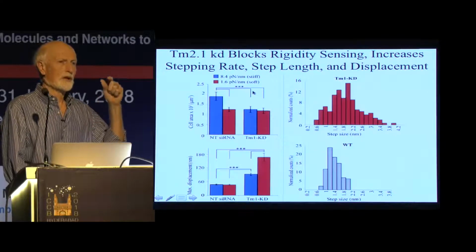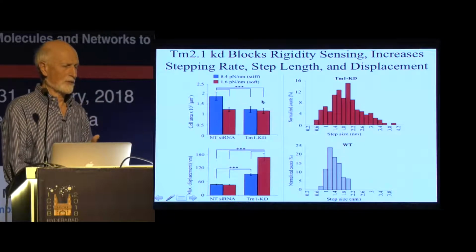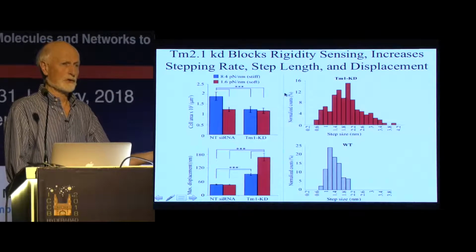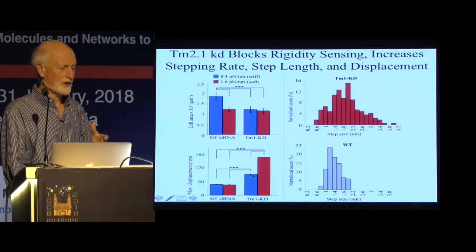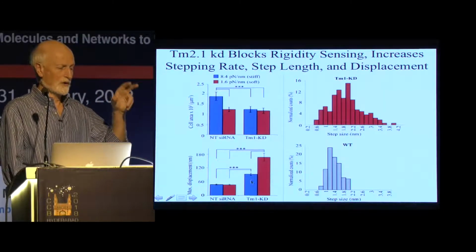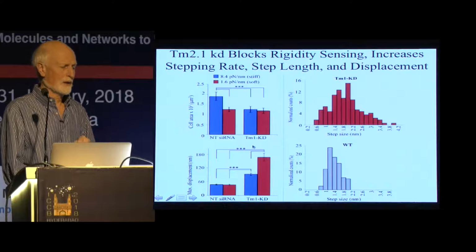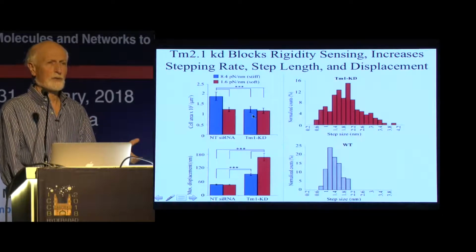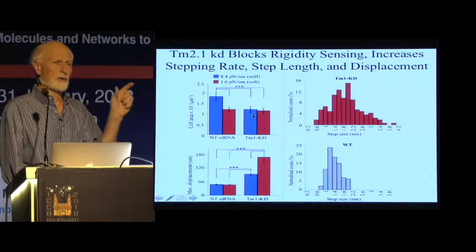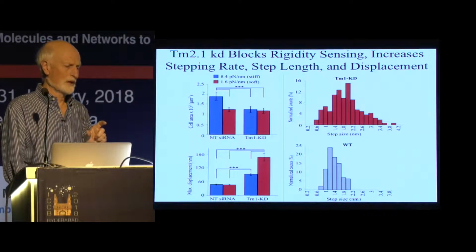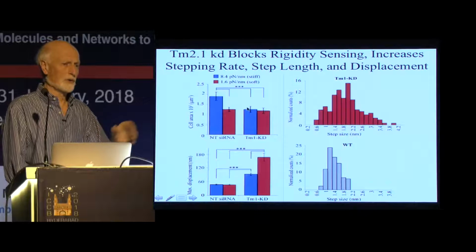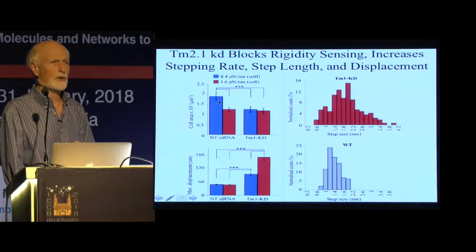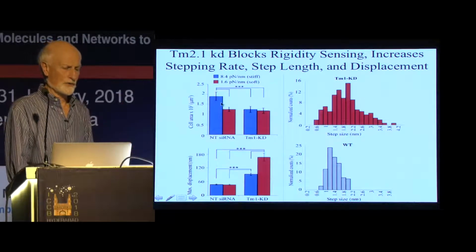And sure enough, he found that when it was knocked down, the velocity of contraction increased, step length increased, and the overall displacement of the pillars on soft and rigid increased. The surprising finding was that the cells no longer sensed rigidity. They moved the same distance or spread to the same area on soft and rigid, whereas the controls spread much more on rigid than on soft surfaces.